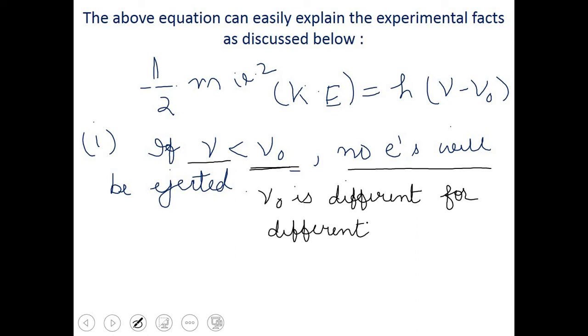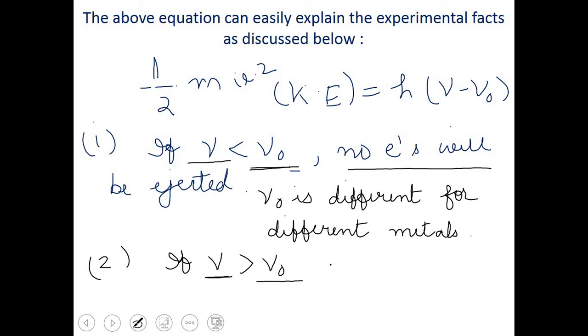Now I want to discuss the second point using the above equation. So what is the second point? The second point is that if the frequency of striking radiation, that was nu, is more than nu naught. What is nu naught? Nu naught is the threshold frequency of the metal. So if nu is greater than nu naught, then the photoelectrons will be ejected.